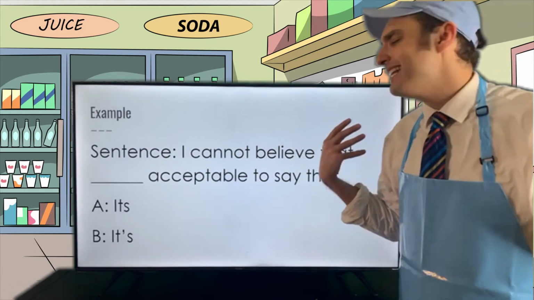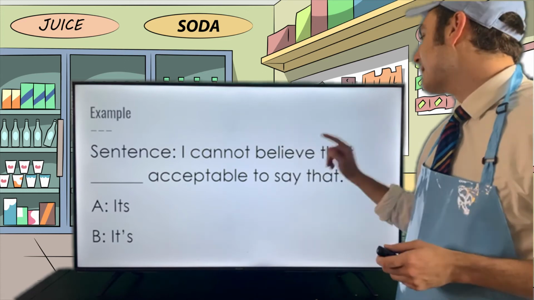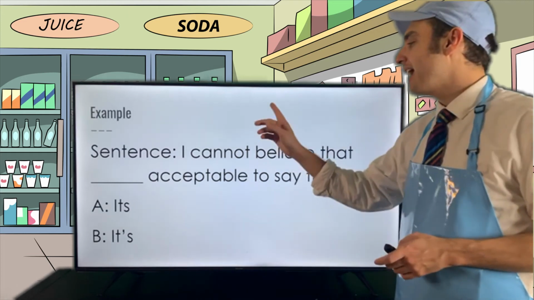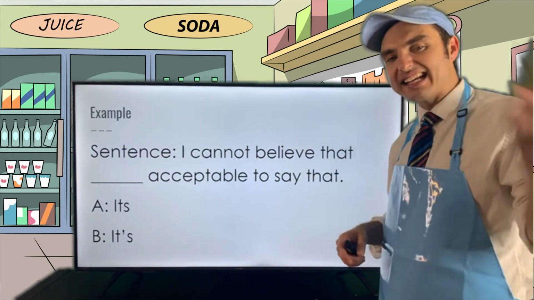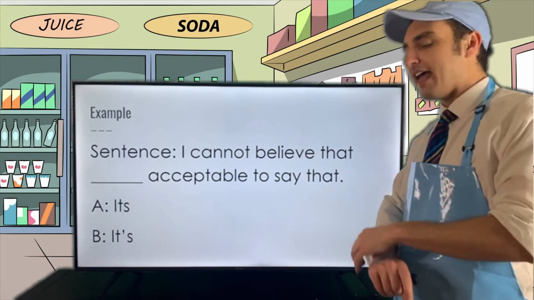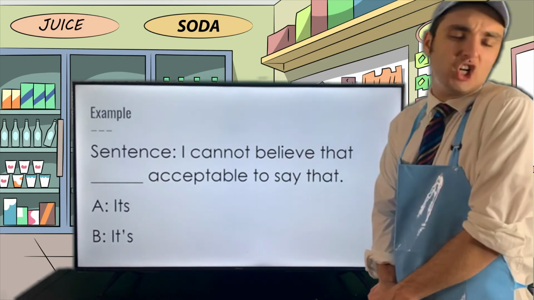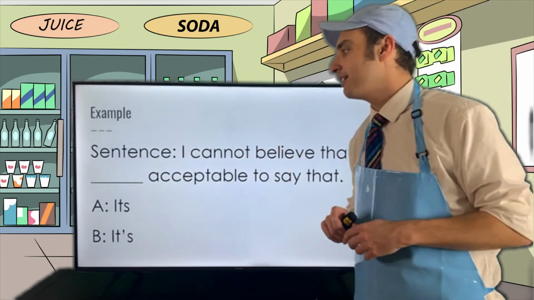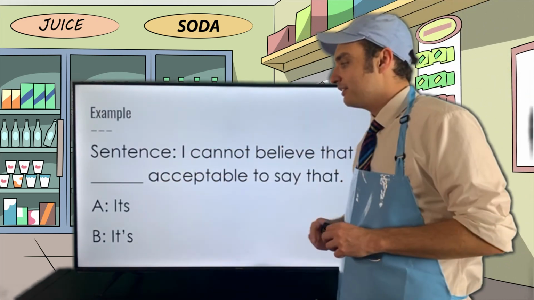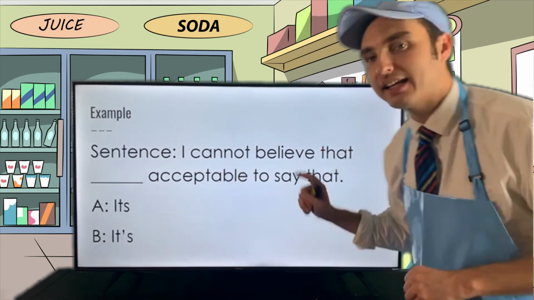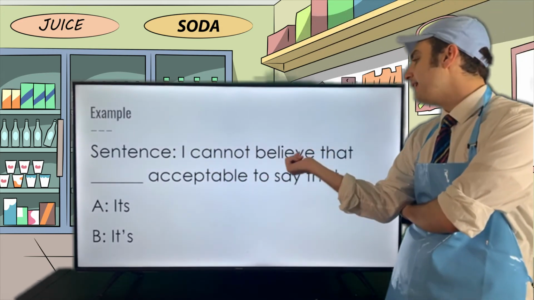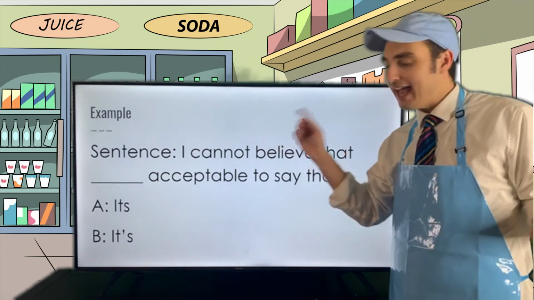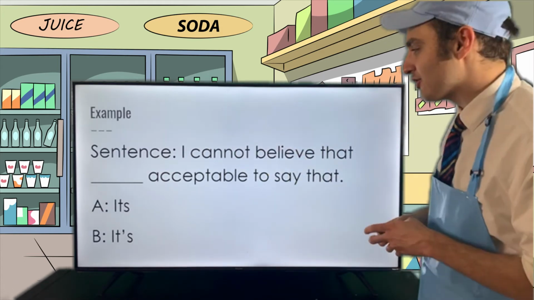Example. I cannot believe that it's acceptable to say that. I'll read it again. I cannot believe that it's acceptable to say that. What is the correct it's? Is it A, the possessive form, or B, the contraction? I can't believe that it's acceptable to say that. Tell me, A or B. Throw that into the comments section for me.